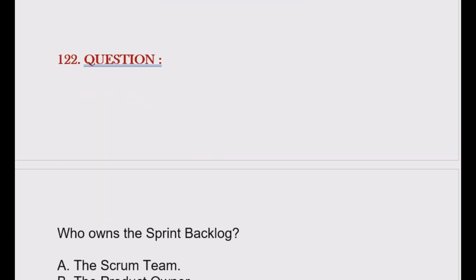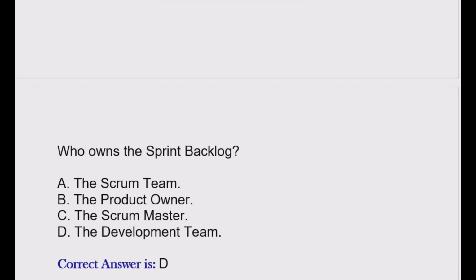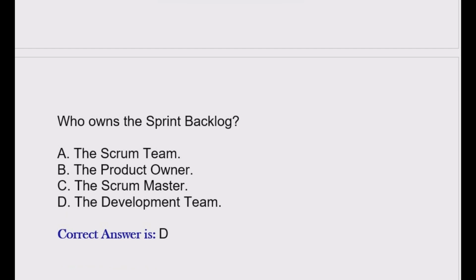Question is who owns the sprint backlog? Option A, the Scrum team. Option B, the product owner. Option C, the Scrum Master. Option D, the development team. Correct answer is option D.